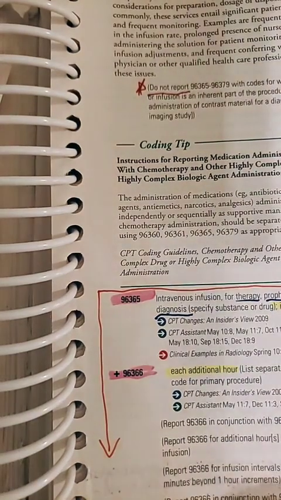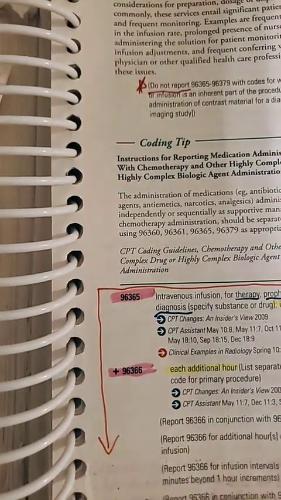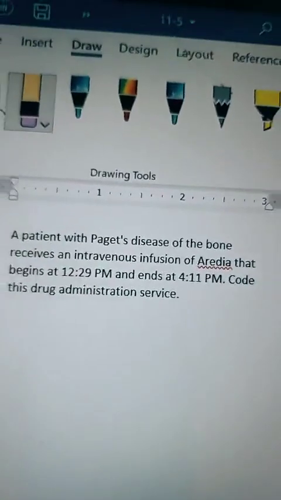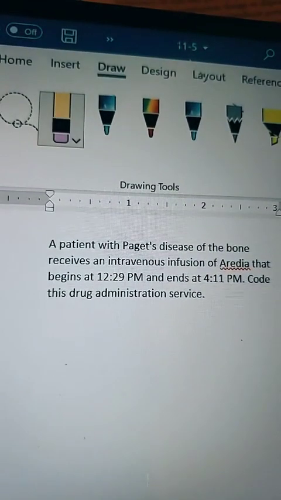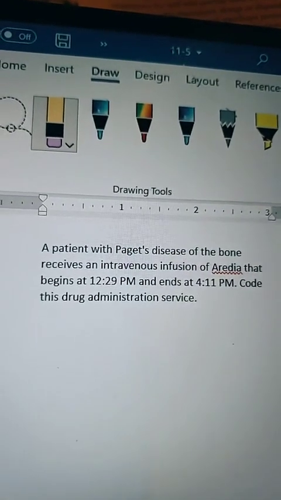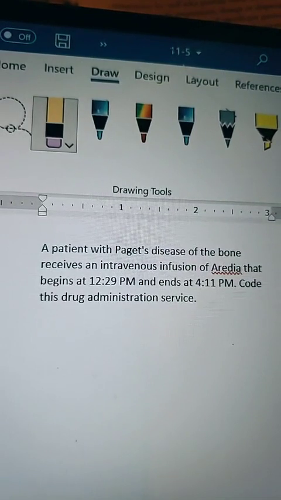We need to figure out how long the infusion is for sure, so we need to go check this out up here. So she has Paget's disease and she needs to have infusion. It started at 12:30 and ended at 4:11. And look at that, they put 1 minute there and then 11 minutes there. So what's our guideline on infusion? What's going on there?